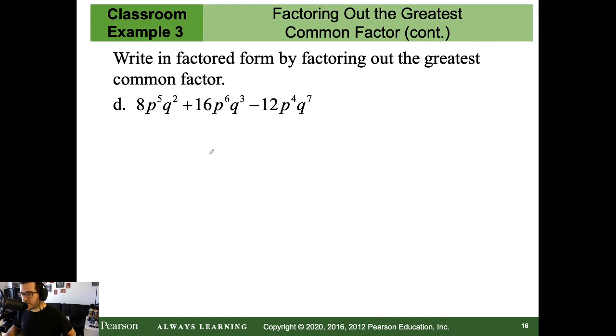And then this one is kind of long. I don't even know if there's one of these on your test or on your homework. But I think it's going to be 4. I've got 5 p's, 6 p's, 4 p's. So I'm going to take the least amount. Q to the 7th, Q cubed, Q to the 7th. So I think that's going to be Q squared.